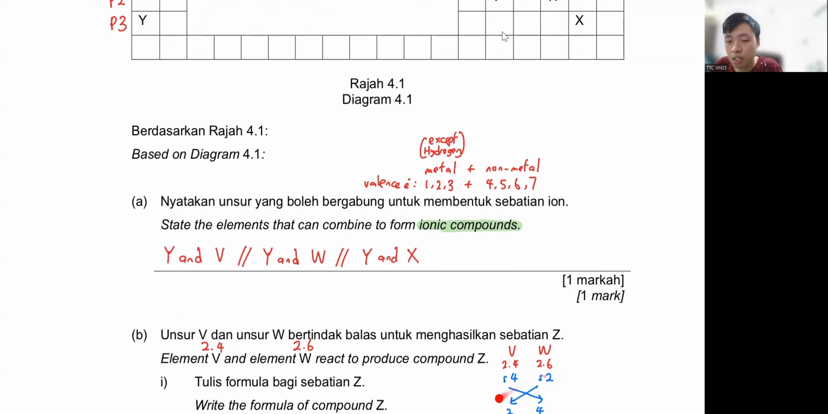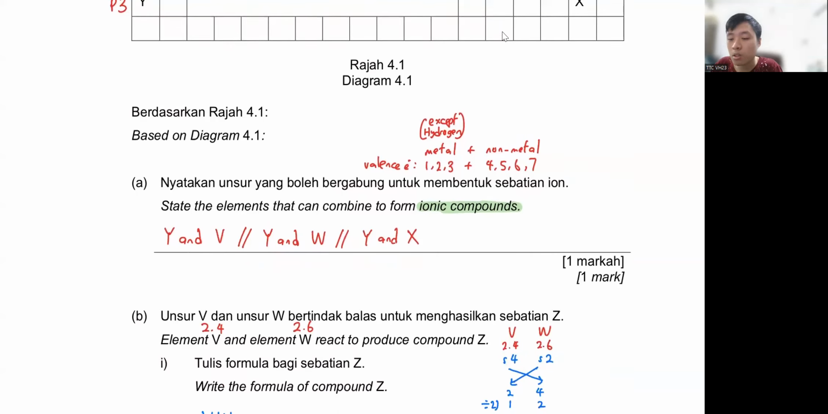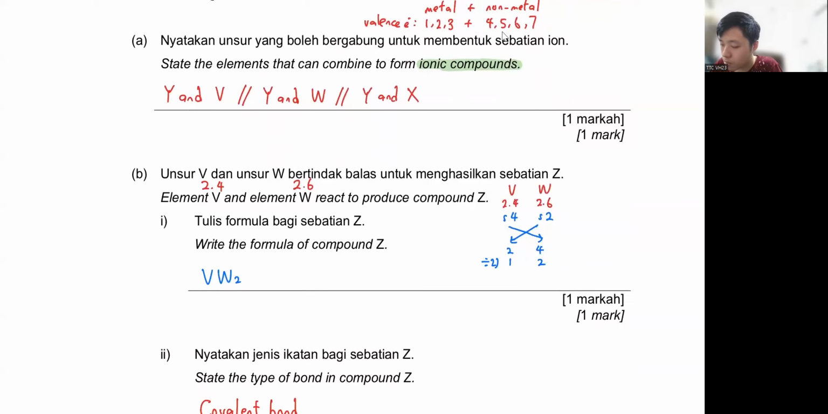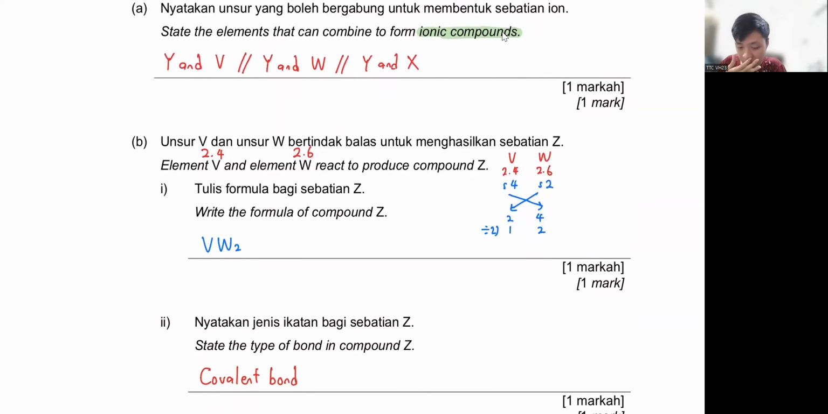So the cross becomes 2 and 4. Cross to get the formula. 2 and 4 is not simplified. To simplify, you have to divide by 2. It becomes 1 and 2. So basically the formula is VW2. And they like to always ask, normally they don't give a proper symbol. They like to give V, W, X, all that to represent the actual symbol. But this one is not an actual symbol. Covalent bond.